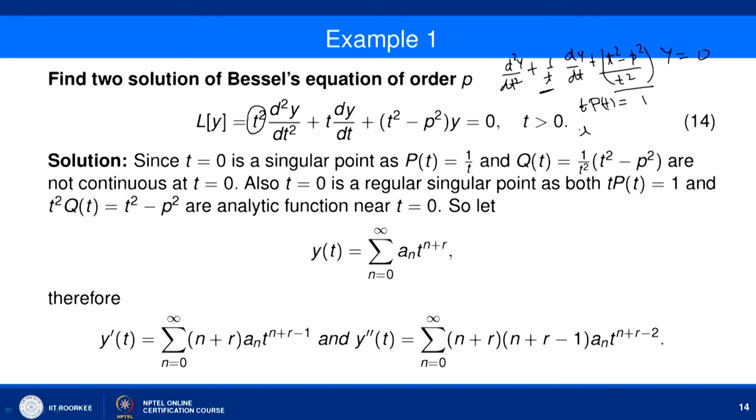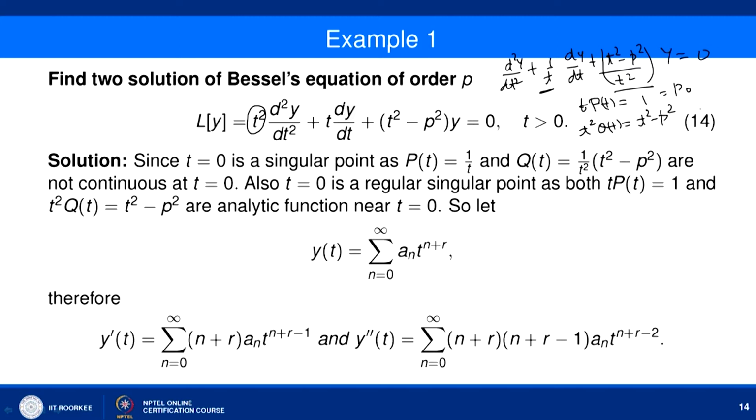Similarly, you can look at t square qt, that is t square qt is equal to t square minus p square here. So, this is also having a series expansion, or we can say that tpt and t square qt both are analytic. And in fact here this series expansion has only one term, that is p naught, that is equal to 1, and here we have two terms in the expansion of t square qt, and here q naught is equal to minus p square.